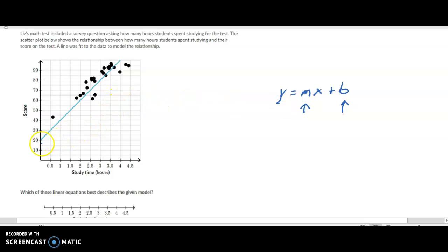So if we take a look at this, when x, which is study time in hours, is at 0, the score, which is your y-axis, is 20. So we know that our y-intercept is going to be 20. And let's take a look at slope. We go over and up.